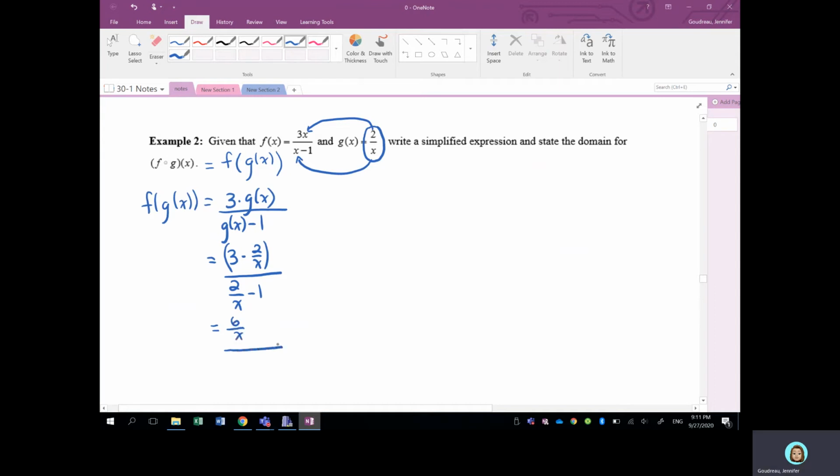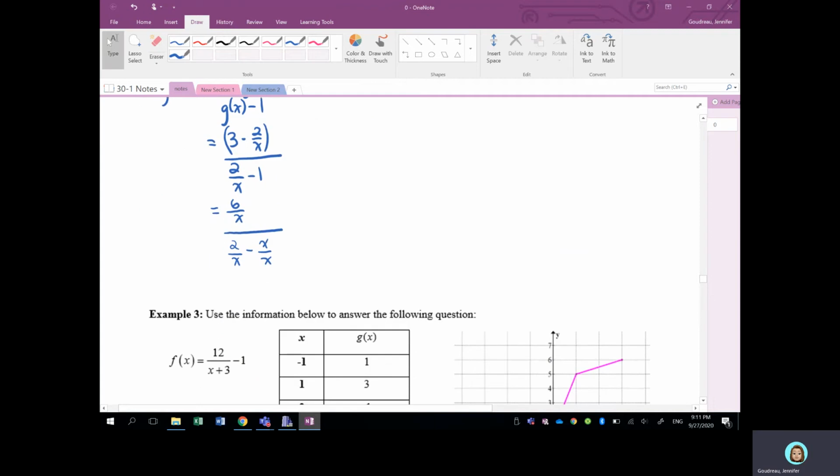In the denominator, in order to clean this up, we need to get a common denominator. That common denominator is going to be x. So our first term is going to remain the same, 2 over x, but 1 we are going to rewrite as x over x. So what we get then is 6 over x over 2 minus x over x.